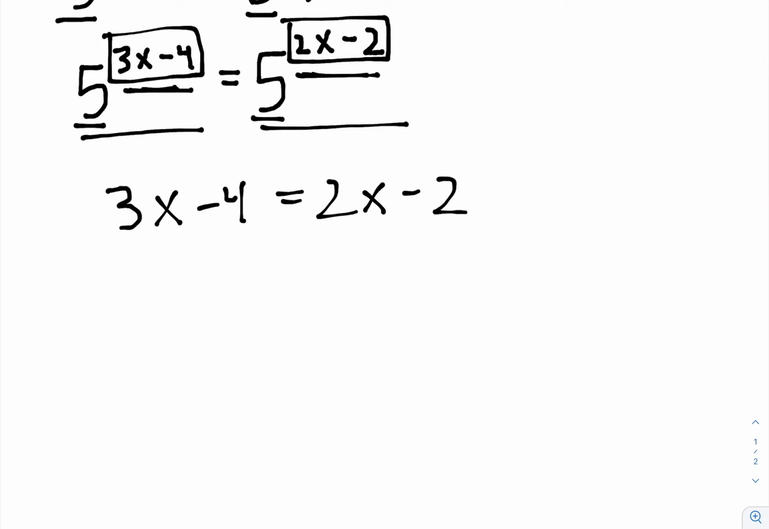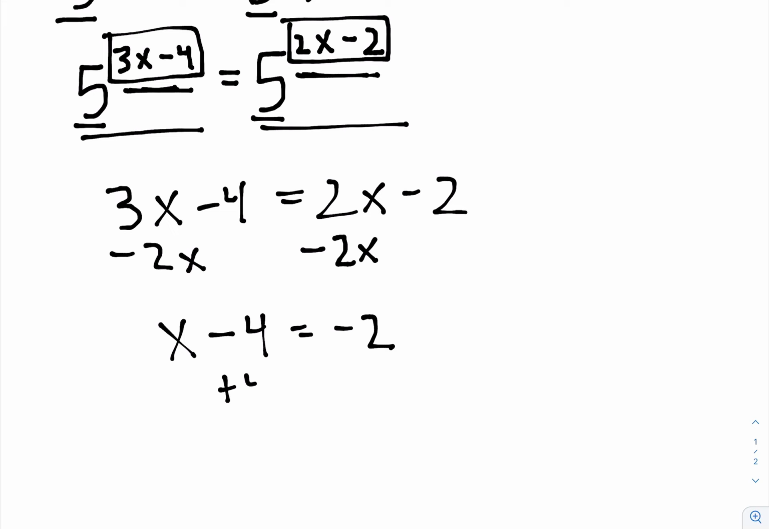Okay, and now it's just some basic algebra. We were solving for our variable x, right? So we want x's on one side and numbers on the other side. I like to keep my x's positive, so let's subtract 2x on both sides here. So we have 3x minus 2x, that's just 1x minus 4 equals negative 2. x minus 4 equals negative 2. I'm going to add 4 on both sides. Right, so now we have x equals negative 2 plus 4. That's going to give us 2.